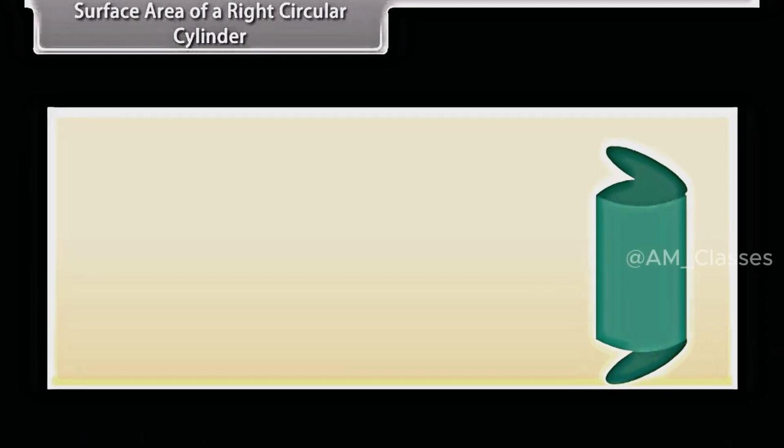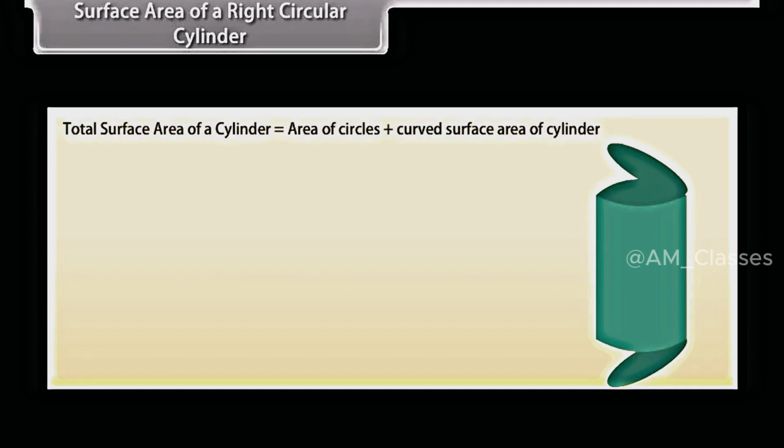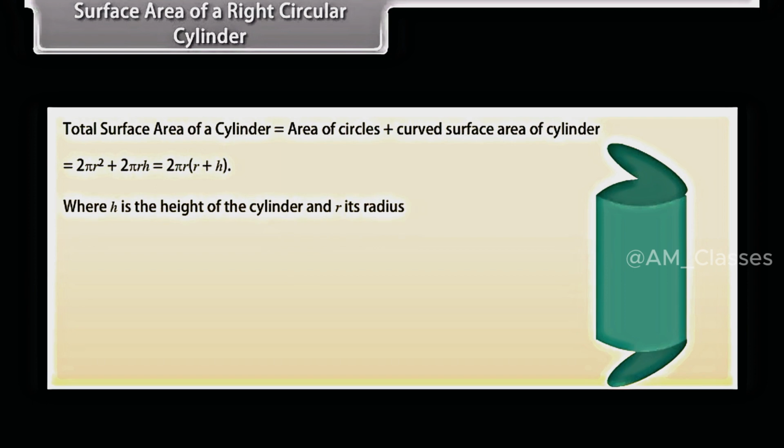And now if we cover the top and the bottom of the cylinder, we get its total surface area. Total surface area of a cylinder is equal to the area of the circles plus the curved surface area of the cylinder. This is equal to 2 pi r square plus 2 pi r h, which is equal to 2 pi r into (r plus h), where h is the height of the cylinder and r its radius.